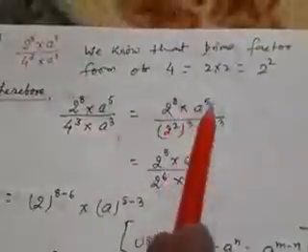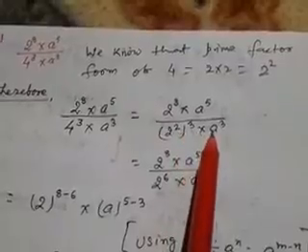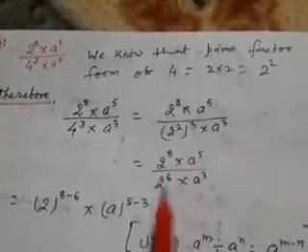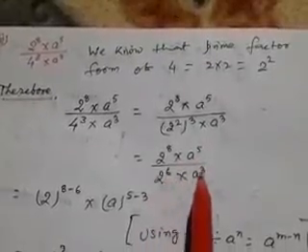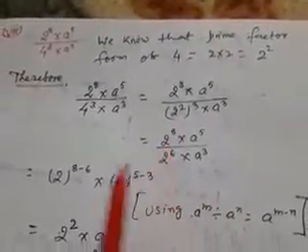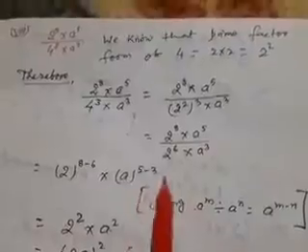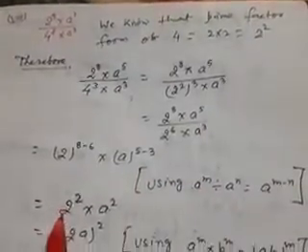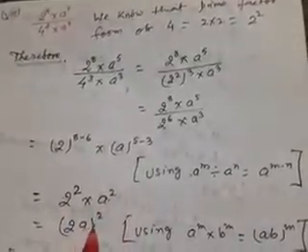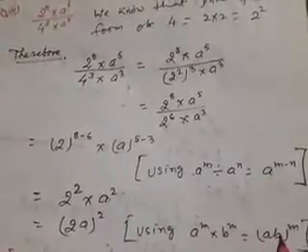2 to the power 8 multiply 8 to the power 5 divided by (2 square) to the power 3 multiply 8 to the power 3. When we solve it, we find 2 to the power 8 multiply 8 to the power 5 divided by 2 to the power 6 multiply 8 to the power 3. Or we write 2 to the power 8 divided by 2 to the power 6, that is 2 to the power 8 minus 6, multiply 8 to the power 5 minus 3. Using this law, it becomes 2 square multiply 8 square, or simply we write (2a) square, using a to the power m multiply b to the power m is equal to (ab) to the power m.